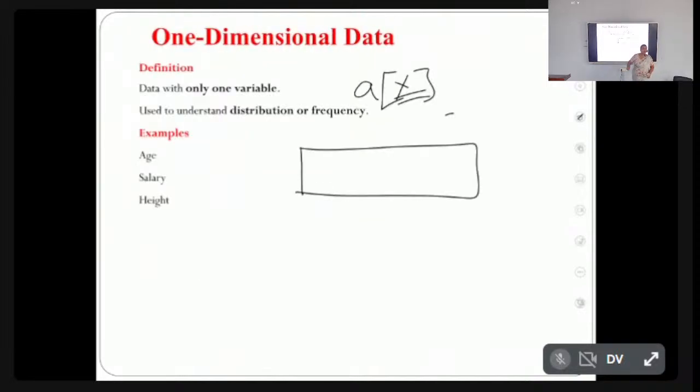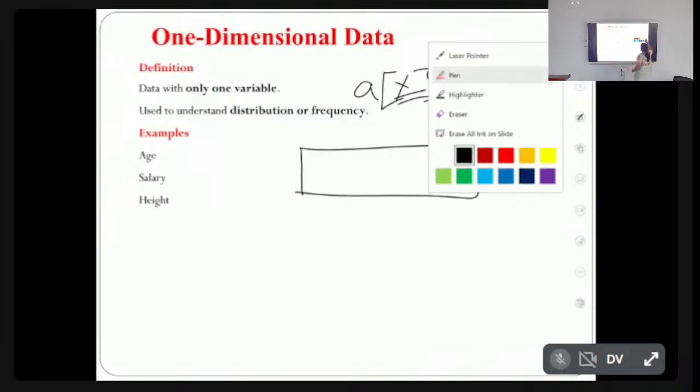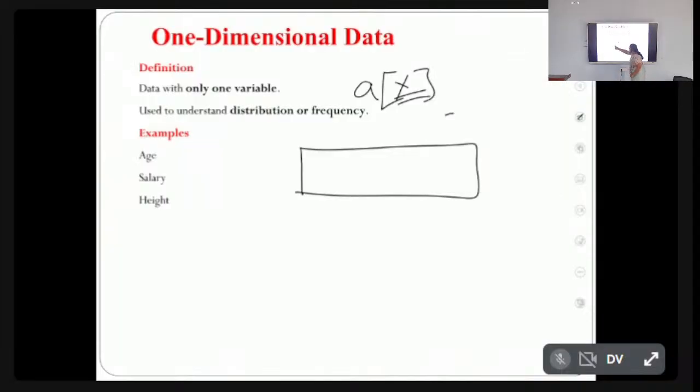Now, what about two-dimensional data? What do you call two-dimensional data? Can we talk about a matrix? Is a matrix 2D data or no? Yes? So write down two-dimensional data. Example, a matrix, which is represented in the form of rows and columns.